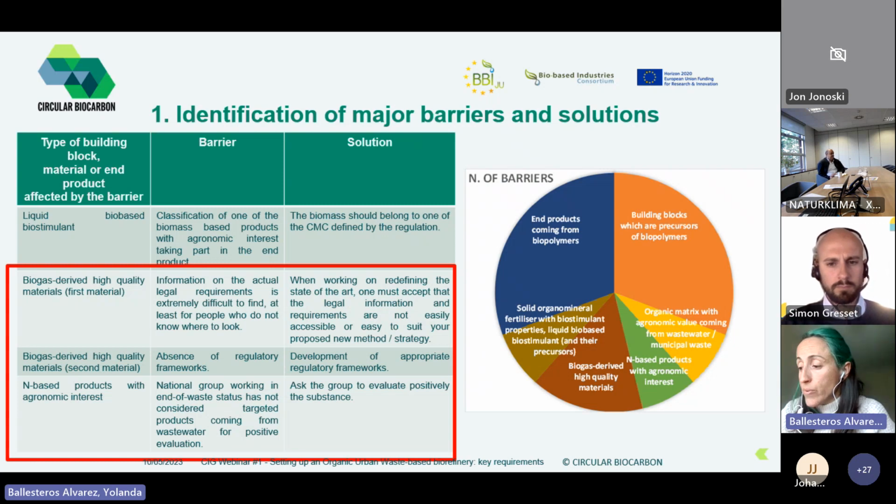On the whole, 12 barriers and solutions have been identified for circular biocarbon, most of them regarding the building blocks which are precursors of biopolymers, as well as the end products coming from the biopolymers. Yet the barrier regarding the organic matrix with agronomic value coming from wastewater and municipal waste is very relevant, as it affects the feedstock. As we will see later, the view of the consortium in relation to all of it will be considered for inclusion in the policy paper to be delivered by the end of the project.